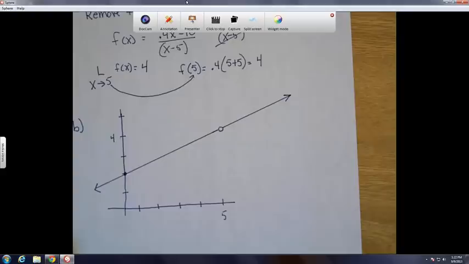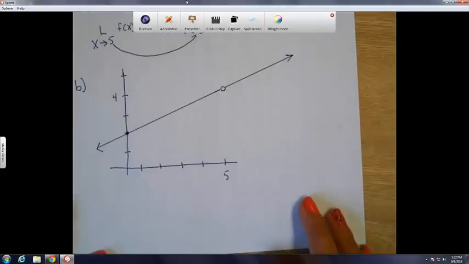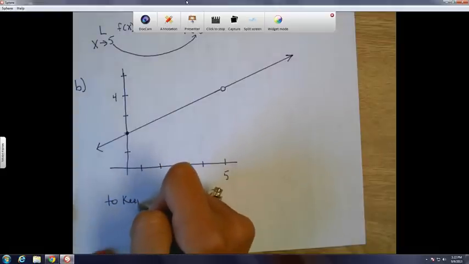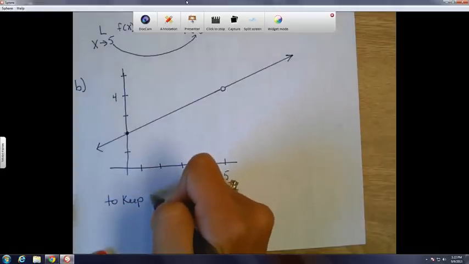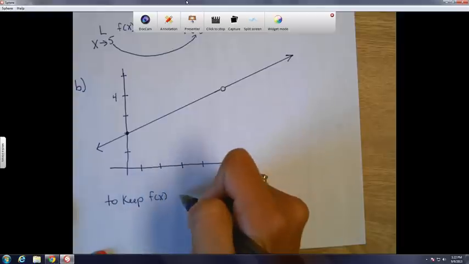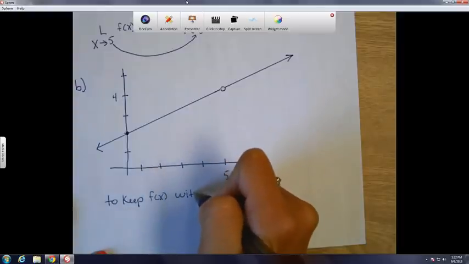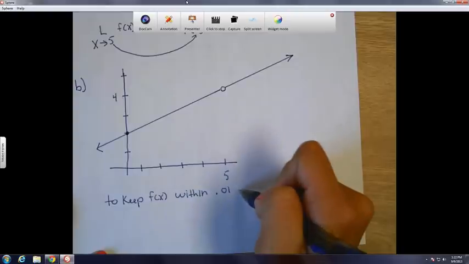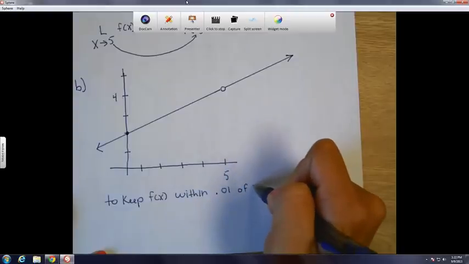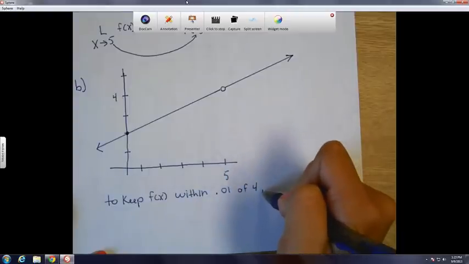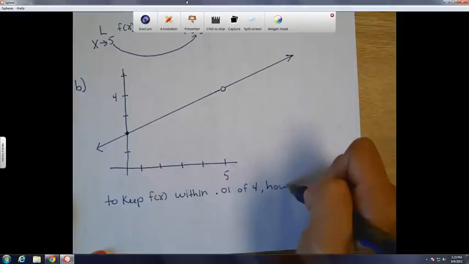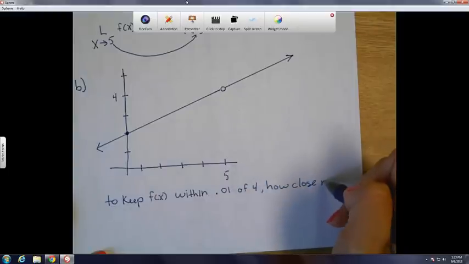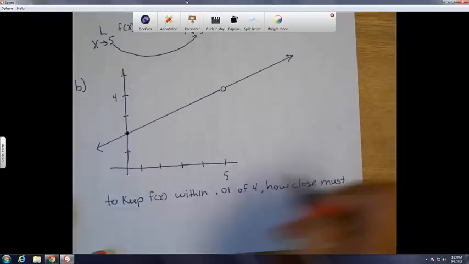So here's my question. To keep f of x within 0.01 units of 4, how close must x be kept to 5?